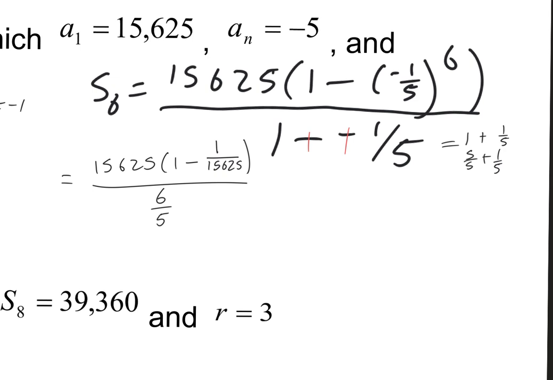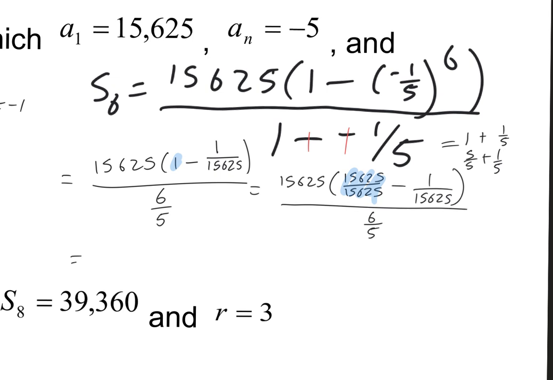Okay. Now, in order to do the subtraction, I need common denominators, but it's actually really easy. If you think about it, I'm just going to do 15,625 over 15,625. So this is kind of like what I'm going to think about here. I'm going to say I got 15,625 times 15,625 over 15,625. This is getting a little bit crazy. That's really just my 1. All I'm doing is rewriting my 1. Minus 1 over 15,625, and then all of that is over 6/5.